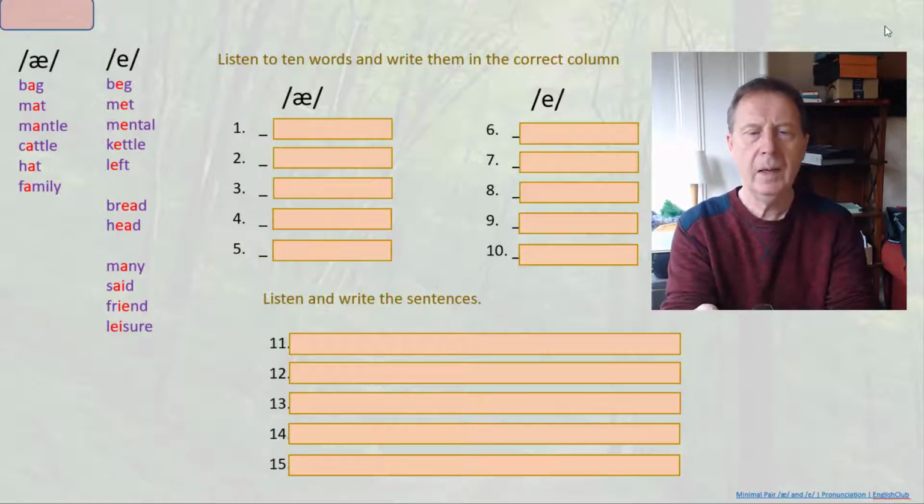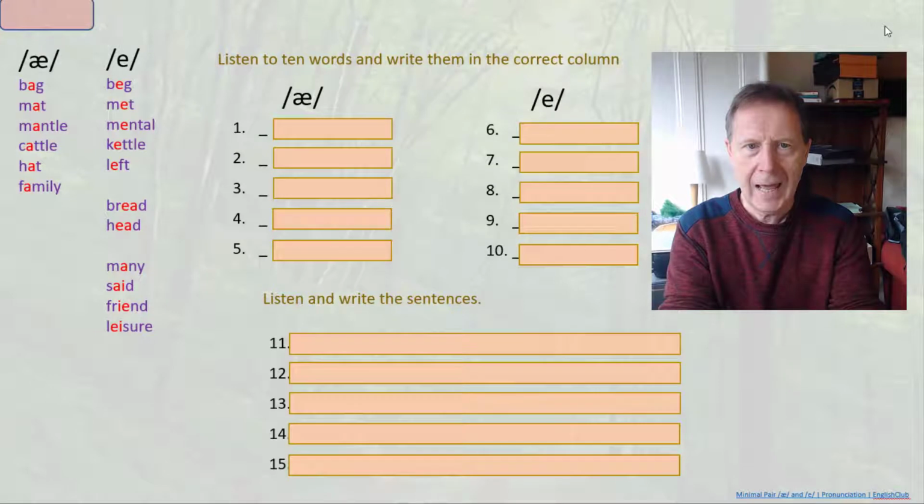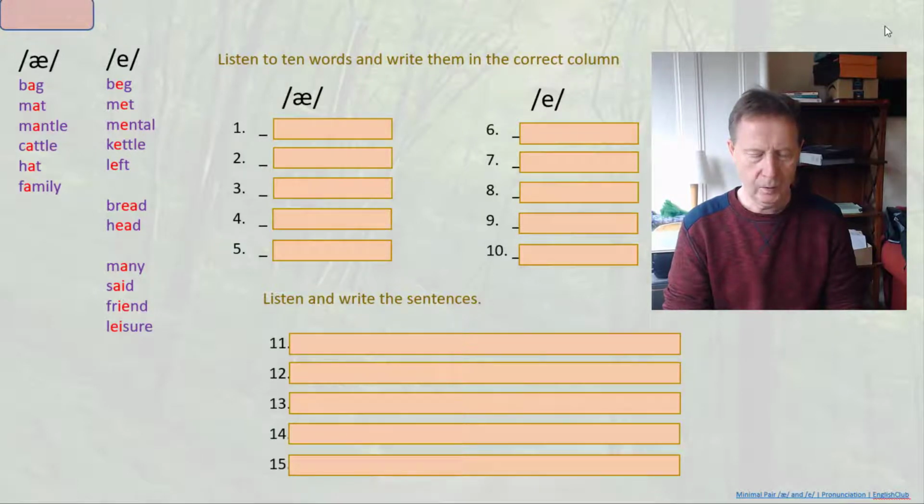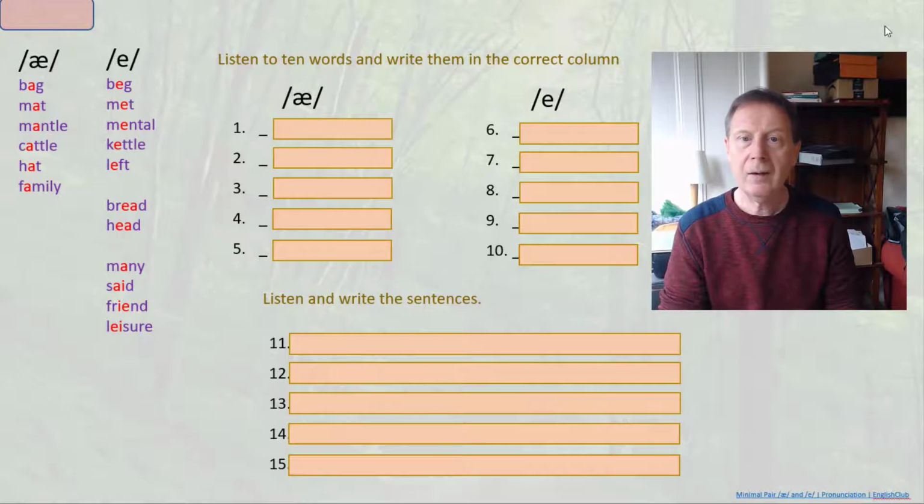Number 1, land. Number 2, gas. Number 3, flash. Number 4, spanned. Number 5, marry. Now, the spellings of those words should be easy because they all contain the letter A. There are no irregular spellings for this sound.